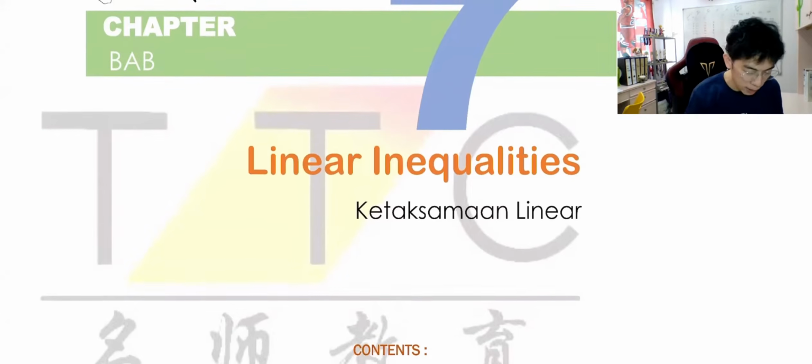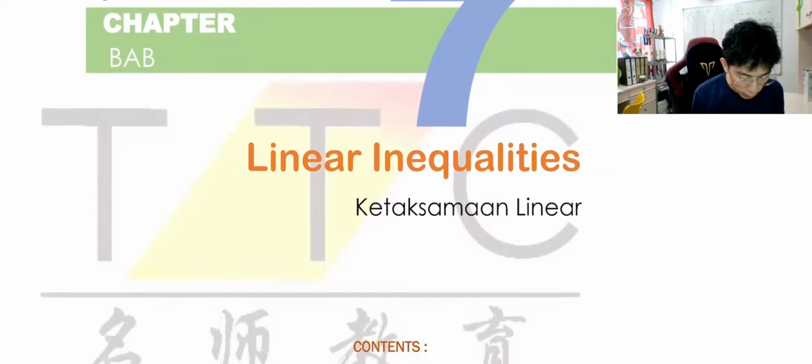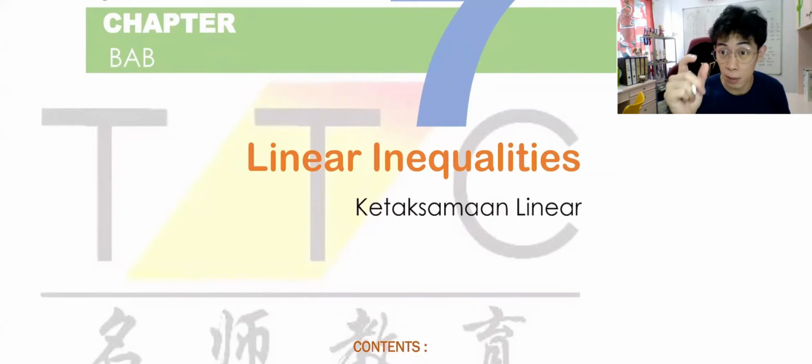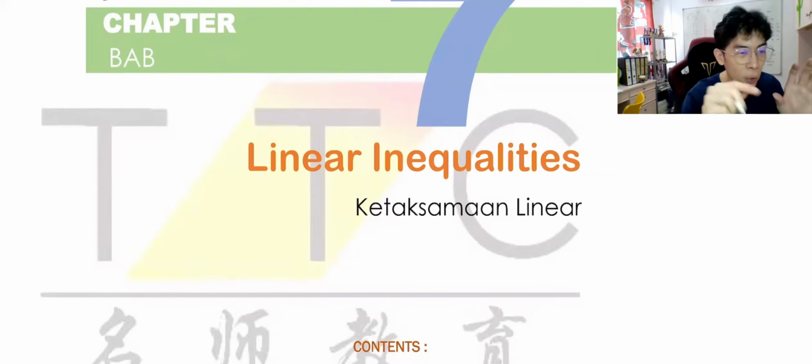Now, linear inequalities. First, I'm going to introduce the word linear. Everyone, tell me what is linear. We just learned it in chapter 6, right? Linear, in our terms, means there will be one unknown in the particular term. And the unknown is power what? Yeah, correct. It's only one term and it's power 1.